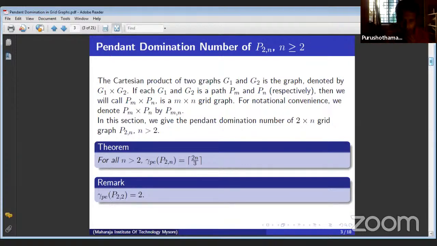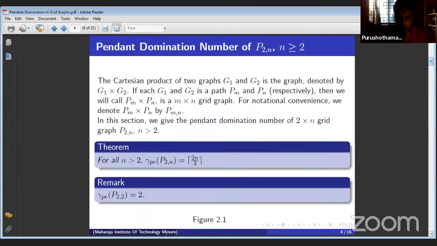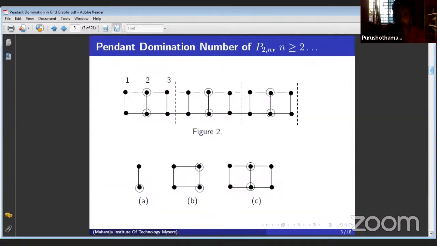In case N equals 2, the pendant domination number of this graph... So figure 2 represents the grid graph of order 2 cross N. In this remark, the pendant domination number of P of 2 comma 2 is nothing but 2. This is the graph of P of 2 comma N. The first is the proof of this theorem.